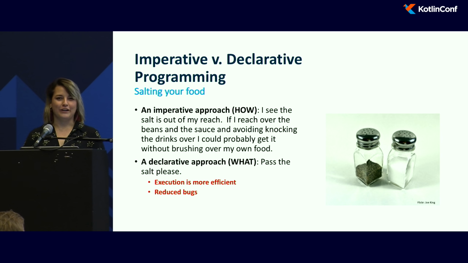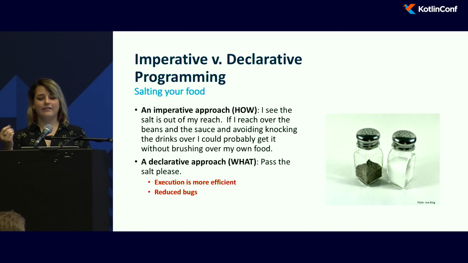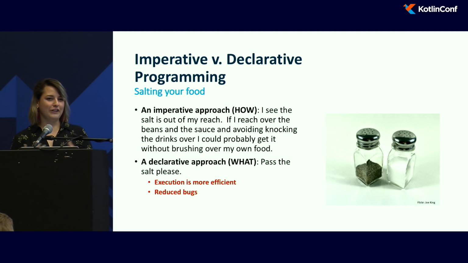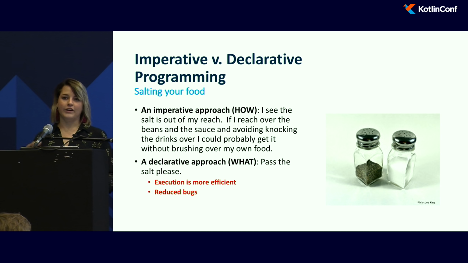That is the nature of imperative languages. It describes the exact sequence of steps to perform an operation. And then, of course, there's the declarative approach. Pass the salt, please. So what that means is that you describe the exact result, and then you leave the execution details to the engine that interprets it. So this is great because all necessary optimizations are implemented once, and your execution is far more efficient, and the result is that you have reduced bugs. You don't have to worry about the possibility of knocking over plates or getting food on yourself because you asked for it.